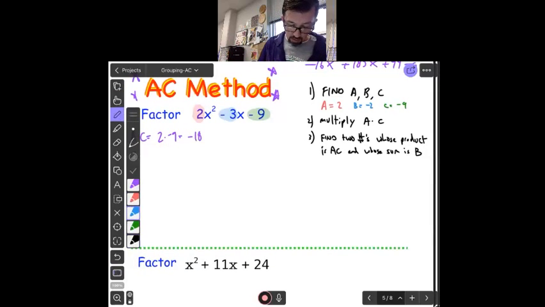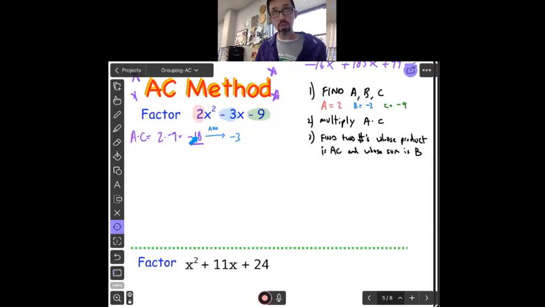So we just found our AC. We need two numbers that multiply to be that. But I also need them to add. So I just draw a little arrow, and right now I'm going to write the word add on it. Later on, I'll stop writing that. I also want them to add to be -3. So I need two numbers that multiply to be this and add to be that.